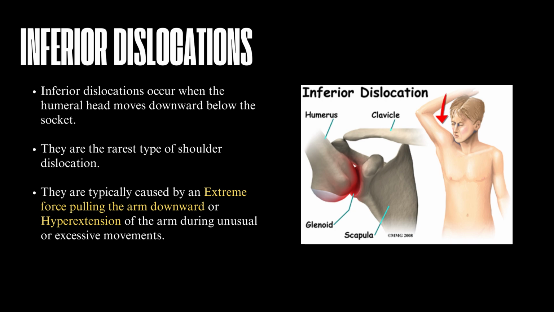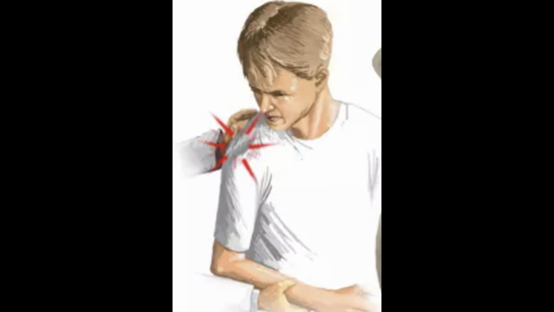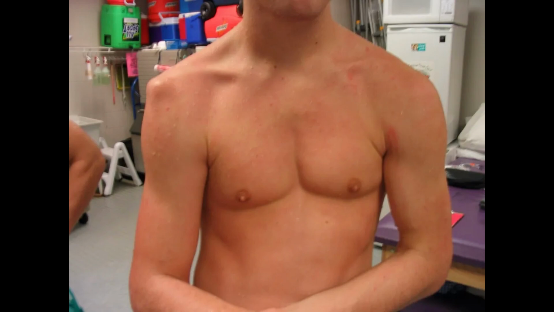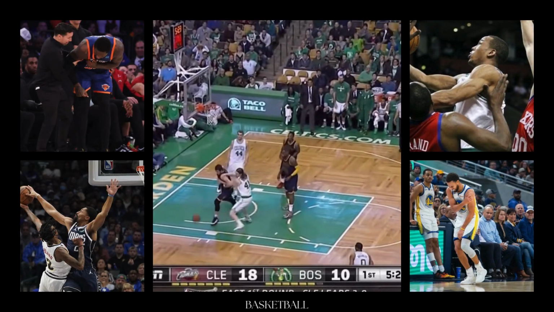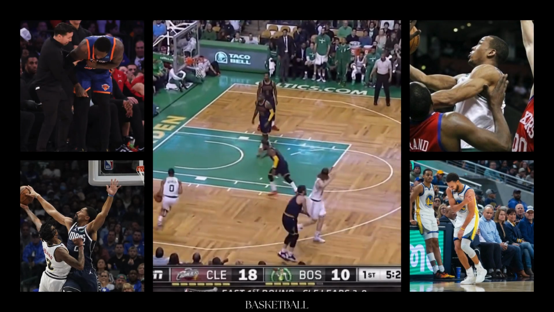In this video, we will be focusing on anterior shoulder dislocations, which are the most frequent type in basketball. Symptoms of a shoulder dislocation include severe pain, visible deformity, and limited mobility. Swelling and bruising develop quickly, while nerve or blood vessel involvement can lead to numbness, tingling, or discoloration in the arm or hand. So how does a shoulder dislocation occur in basketball?